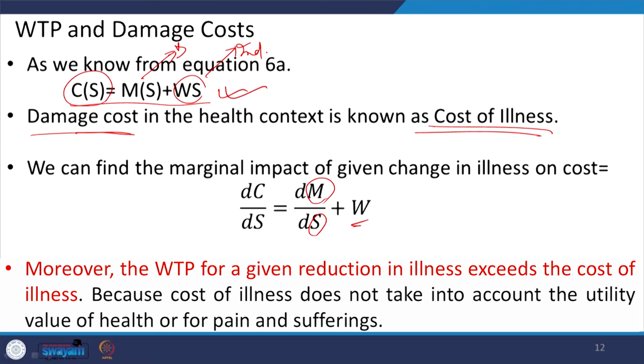And why is it so? Why are we making this statement that willingness to pay for reducing this illness is actually greater than the cost of illness? Because in this calculation of cost of illness, we have not taken into account the utility value of health, such as pain or suffering.